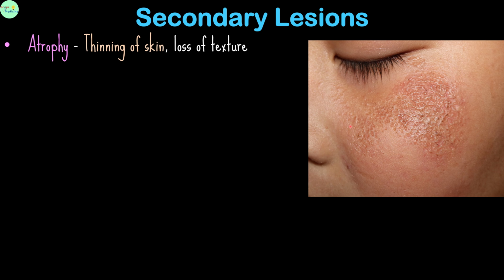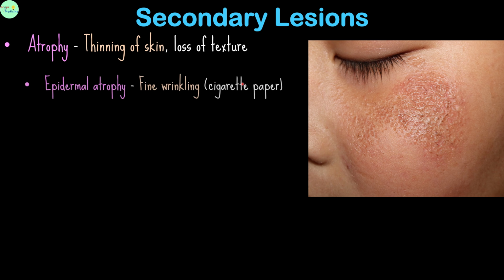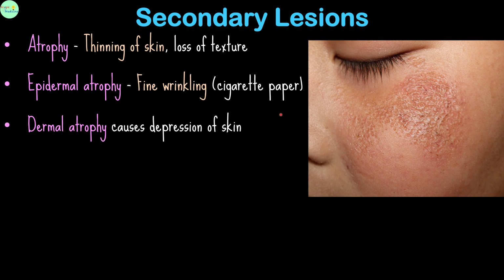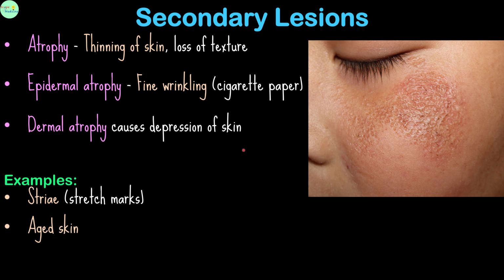Atrophy is a thinning of the skin with loss of normal skin texture. Epidermal atrophy appears as fine wrinkling, often described as cigarette paper wrinkling. Dermal atrophy causes a visible depression. Examples include striae or stretch marks, the thinning of aged skin, and skin changes from prolonged overuse of potent topical steroids.